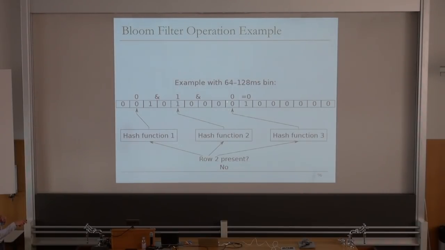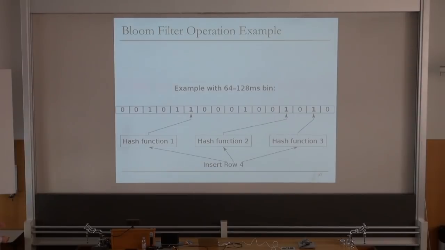The third hash function maps to zero. For row two to be present, all of these needed to be one, but they're not one. As a result, the Bloom filter tells us row two is not inserted. But if you had only this hash function, this would have been a false positive, right? Because you would conflict. Row one and row two would map to this location only with a single hash function. That's why you have multiple hash functions here.